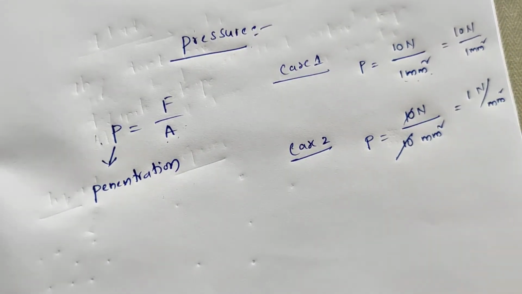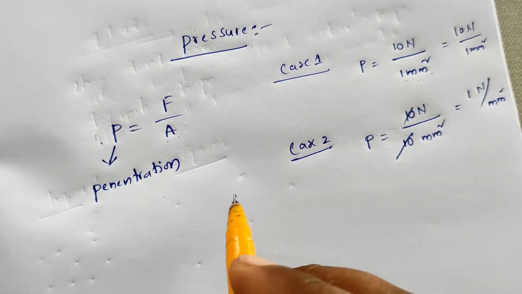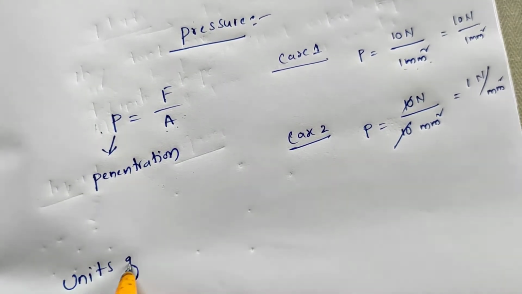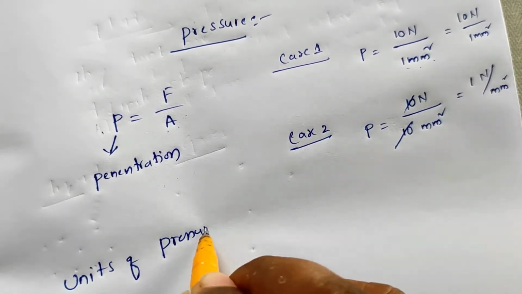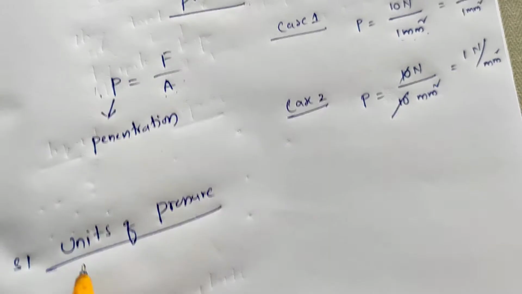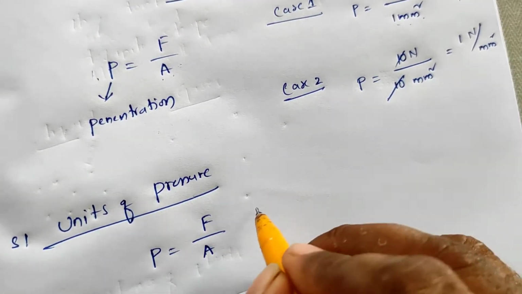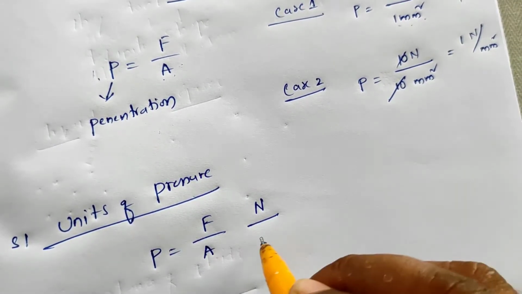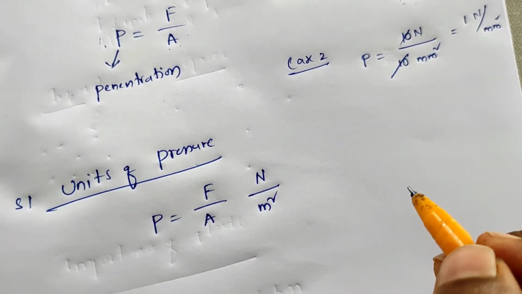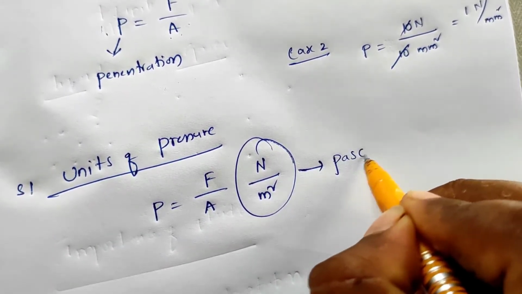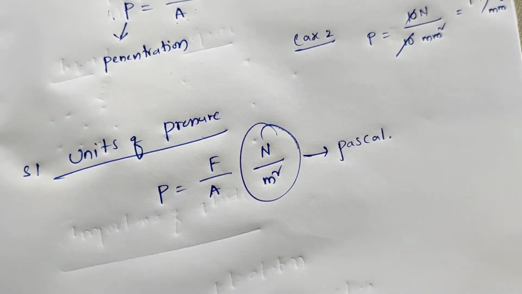And what about atmospheric pressure? Before discussing atmospheric pressure, we need to discuss units. What are the units of pressure? First we will discuss the SI unit. Pressure is force per unit area. The SI unit of force is Newton and of area is meter square, so Newton per meter square. This Newton per meter square is also called Pascal, after a scientist's name.